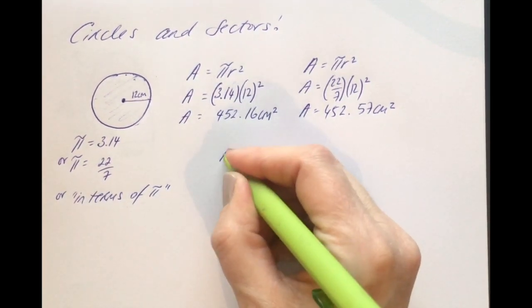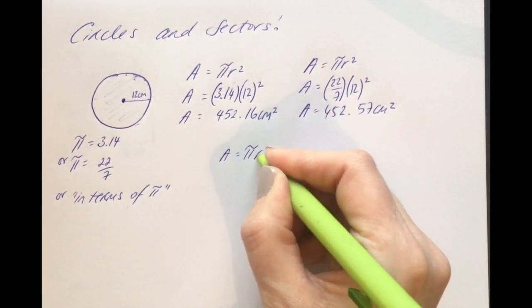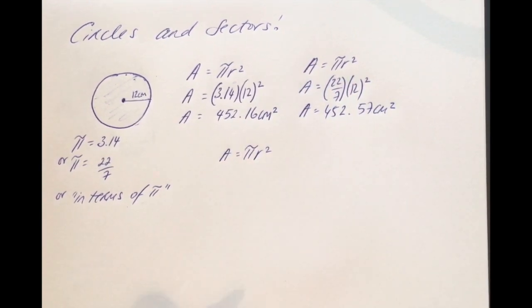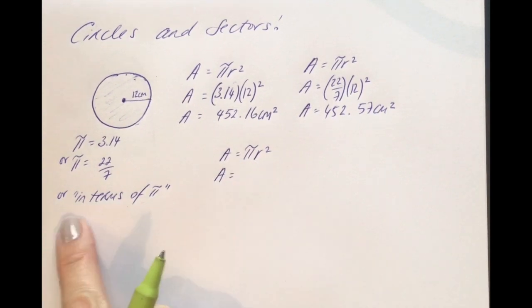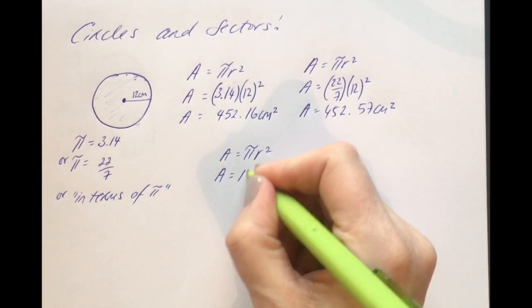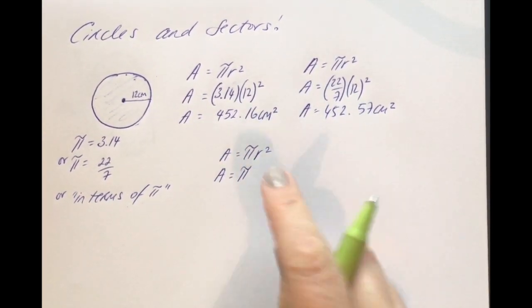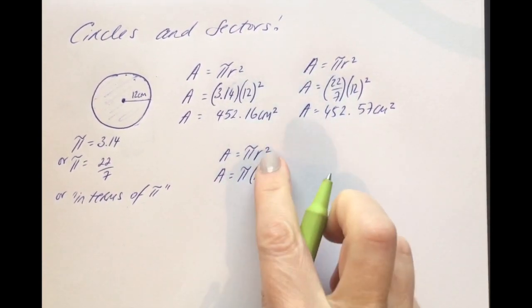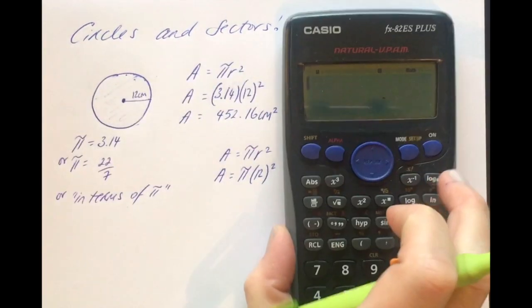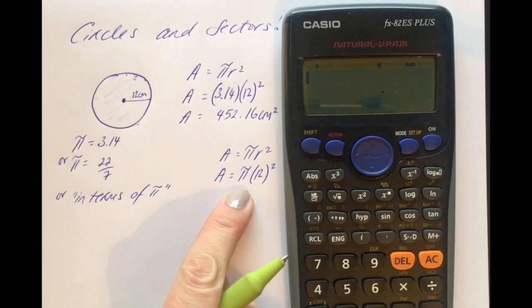Okay, and finally I want to show you if they ask for it in terms of pi. Okay, so again, I'm going to take down the formula exactly in full, and I can't fill anything in for the A, but the pi this time, if it's in terms of pi, I'm just going to leave it as pi, right? And r is still going to be 12, so sub it in, close the bracket, don't forget the squared, and this time I'm going to get my calculator and I'm going to type it in like that.